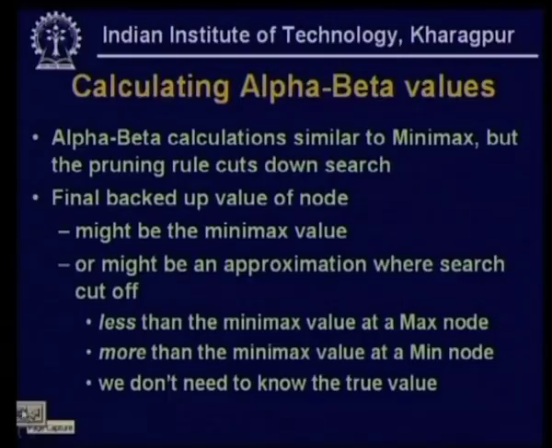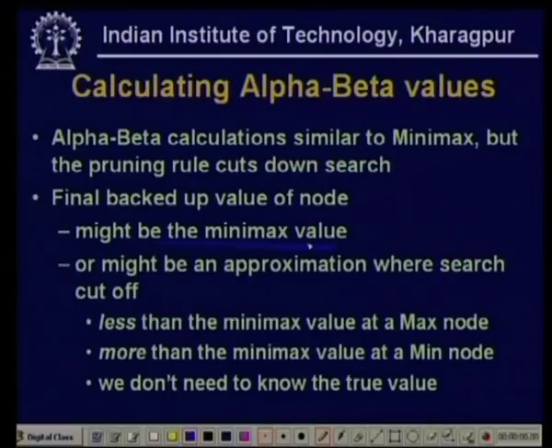However, while computing the alpha-beta values, we need not explore all the nodes of the search tree. As a result of this computation, we get a final backed-up value at the nodes. Some nodes we do not explore, and for them we do not care about the value. For those nodes where we do find a backed-up value, that value may be the exact minimax value, or it may not be the exact minimax value. So, the backed-up value is either the exact minimax value of the node, or an approximate value.